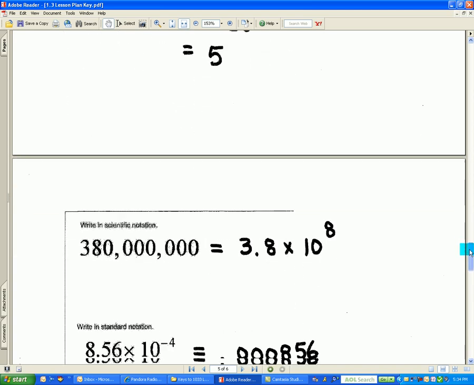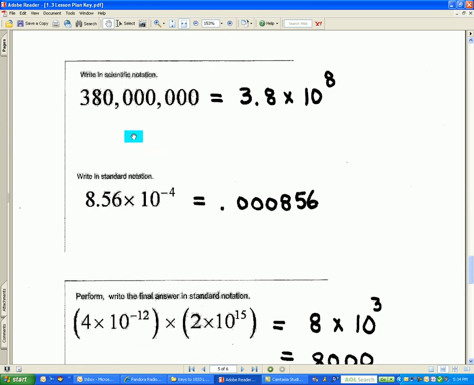Okay, my next example asks me to take a number. Well, in this case, 38 million. So it's 380,000,000, and to write the answer in scientific notation. If you recall with scientific notation, it has to be written, first of all, as a number between 1 and 10. So in this problem, we start with 3.8. And the second part of scientific notation has to be 10 raised to some power. So you're going to multiply by 10 to a power.